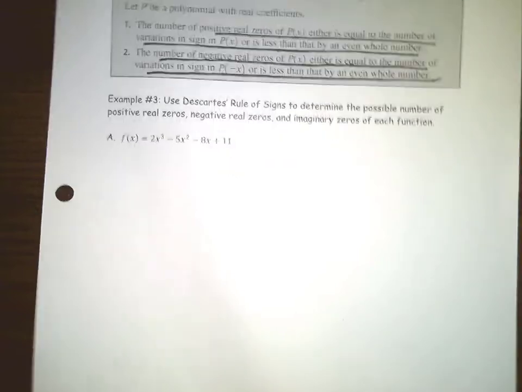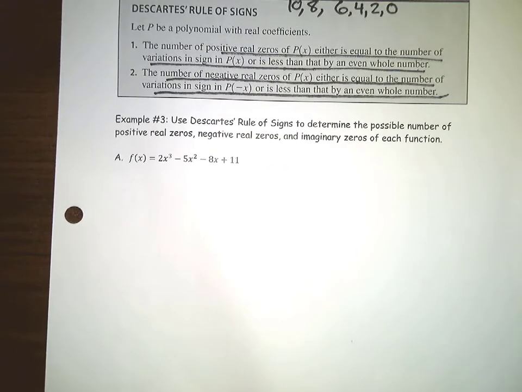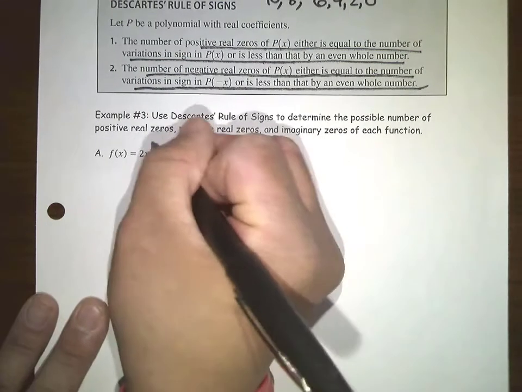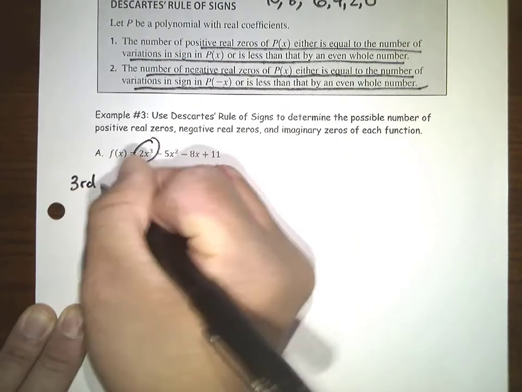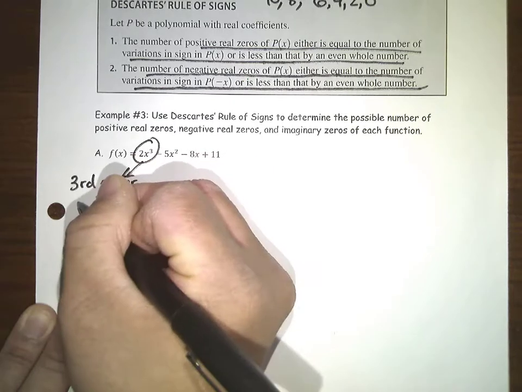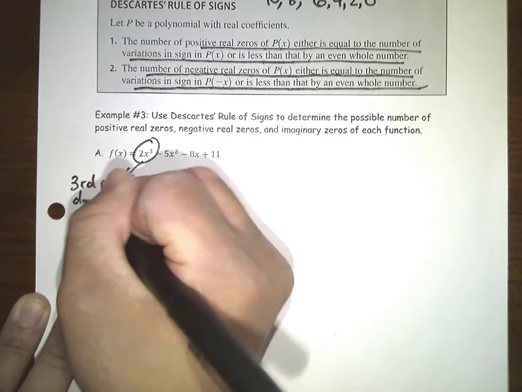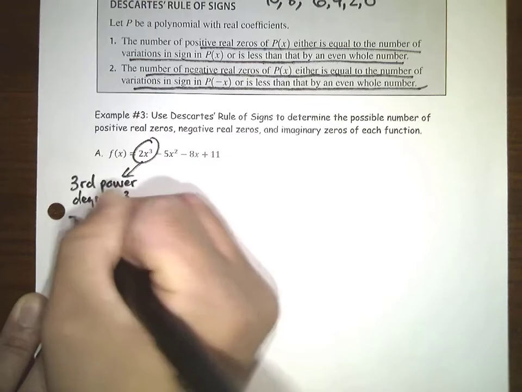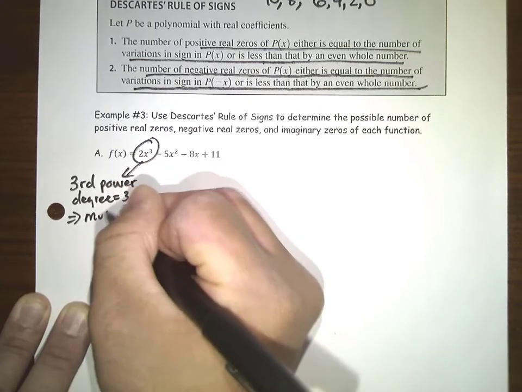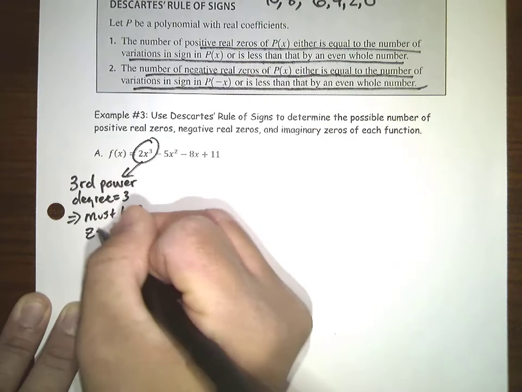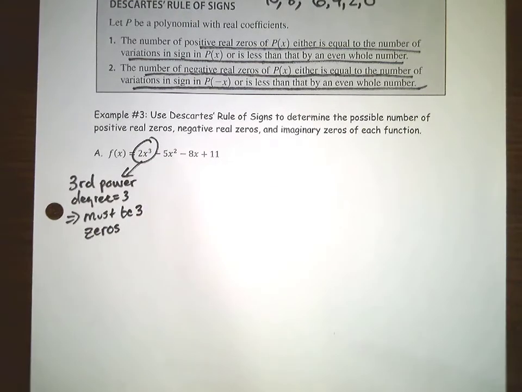All right, so use Descartes' rule of signs to determine the possible number of positive real zeros, negative real zeros, and imaginary zeros of each function. So I know that this is actually to the third power. The third power, or degree 3, means that there must be 3 solutions. So degree equal to 3 means that there must be three zeros total.